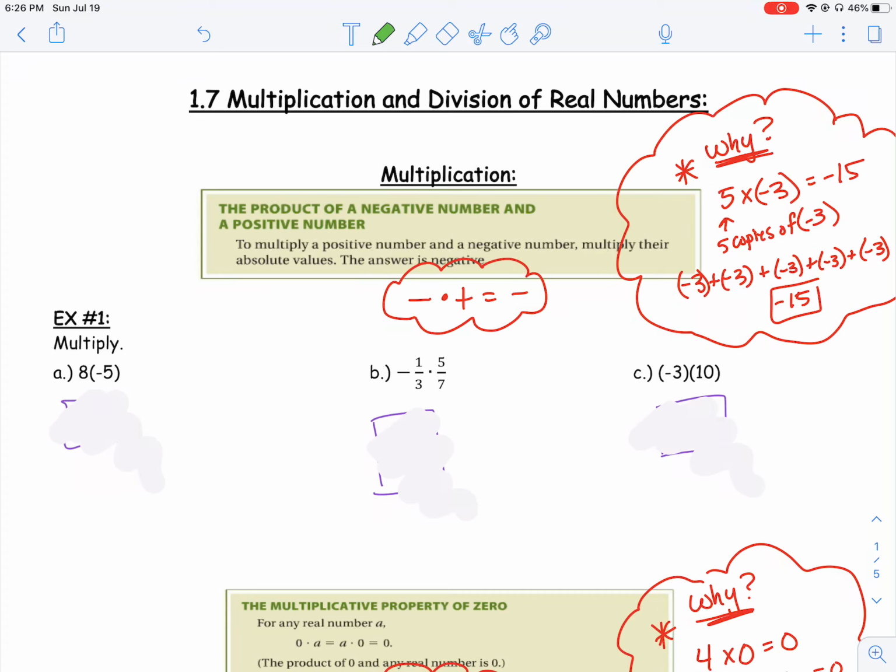All right, so we've already talked about adding and subtracting positive and negative numbers. In this section, 1.7, we're going to talk about multiplying and dividing positive and negative numbers. Let's first start with multiplication.